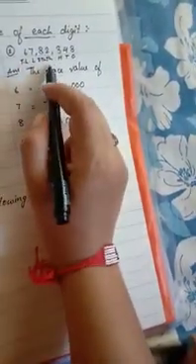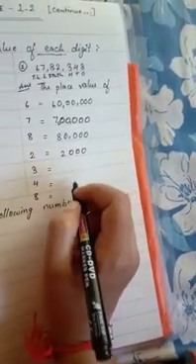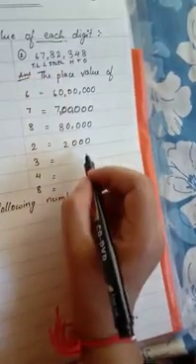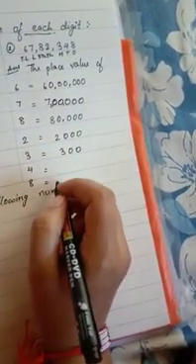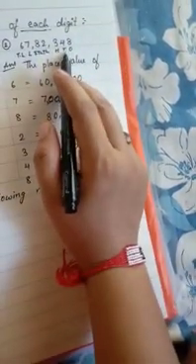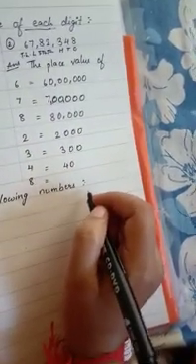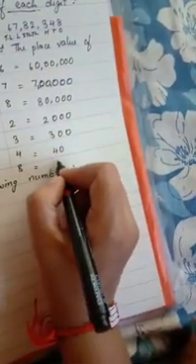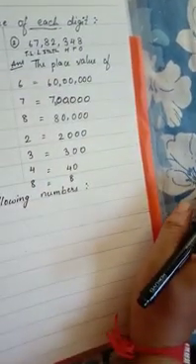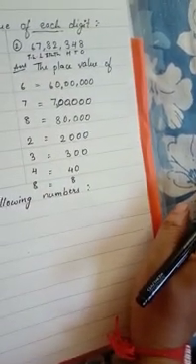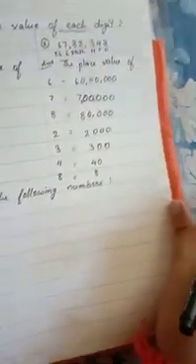Then 2 is at the thousands place, so 2 and then 3 more zeros will make it 2,000. Then 3 is at the hundreds place, so for that I will write 3 and 2 zeros only will make it 300. 4 is at the tens place, so only 1 zero I will add here, this will make your 40. And then 8 is at the ones place, so no need to write any 0 after it, you have to simply write 8. Ones place means it will not be multiplied with any zeros or tens or anything.